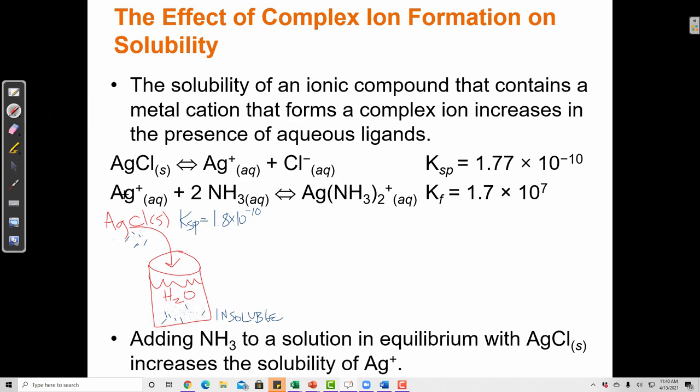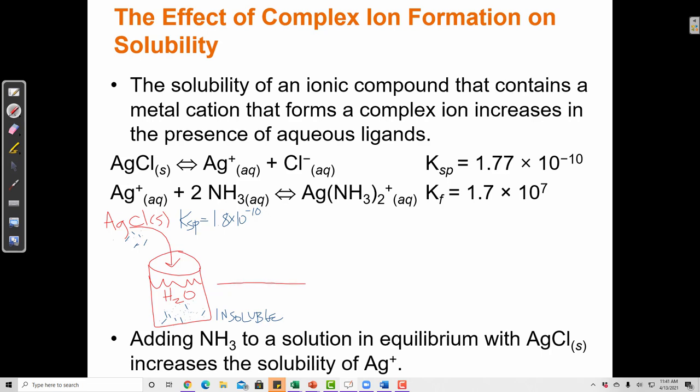But silver plus coordinates with ammonia very favorably, 10 to the 7, and it creates this complex ion. So this is incredibly favorable over here. This is unfavorable, which means that in this equilibrium, this number is so small, everything lies on this side of the equilibrium. And in this equilibrium, everything lies on this side of the equilibrium.